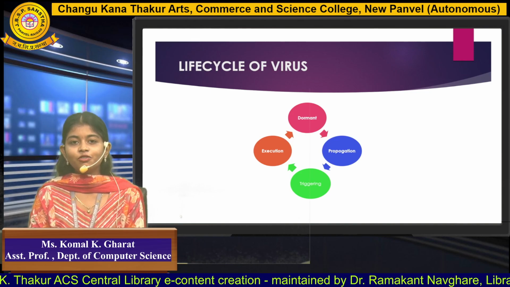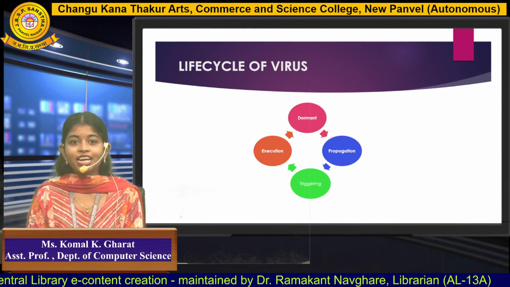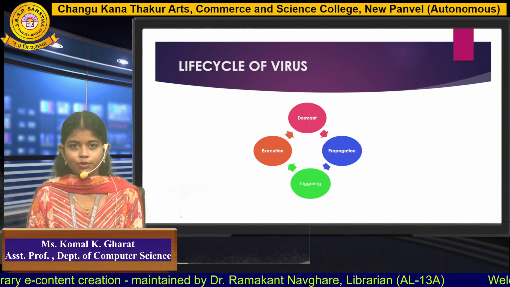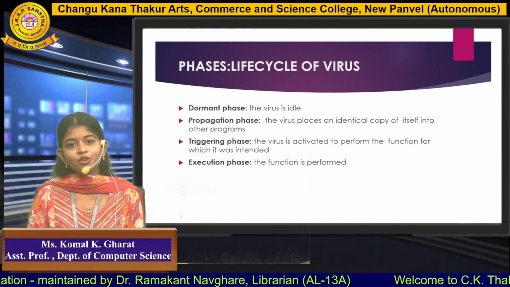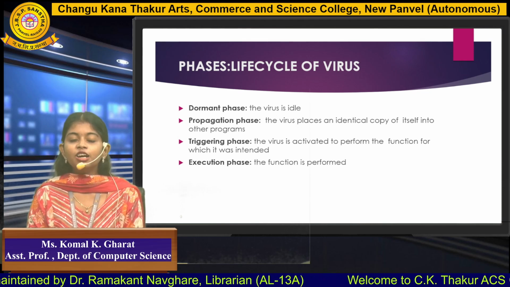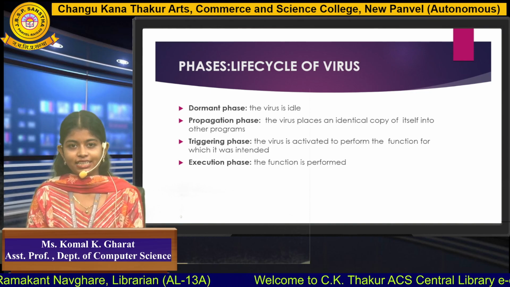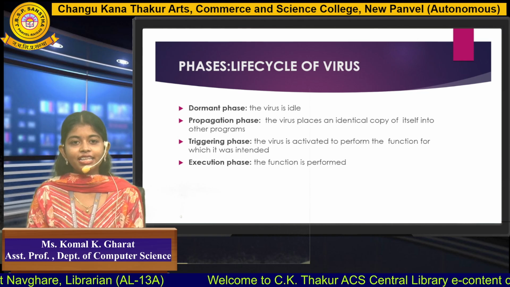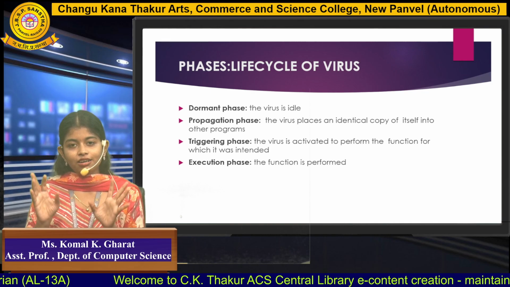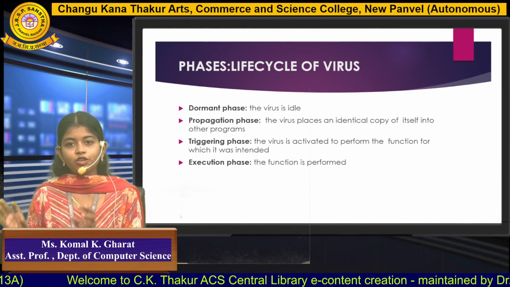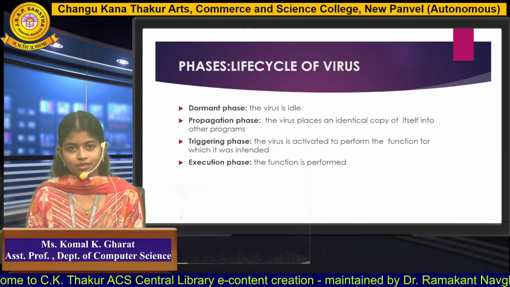The life cycle of a virus contains four phases: dormant phase, propagation phase, triggering phase and execution phase. We will discuss the phases of the life cycle of a virus one by one. First one is the dormant phase, where the virus is idle. Means in this phase the virus is doing nothing. It is only hosted in that particular program or file. It does not do anything.